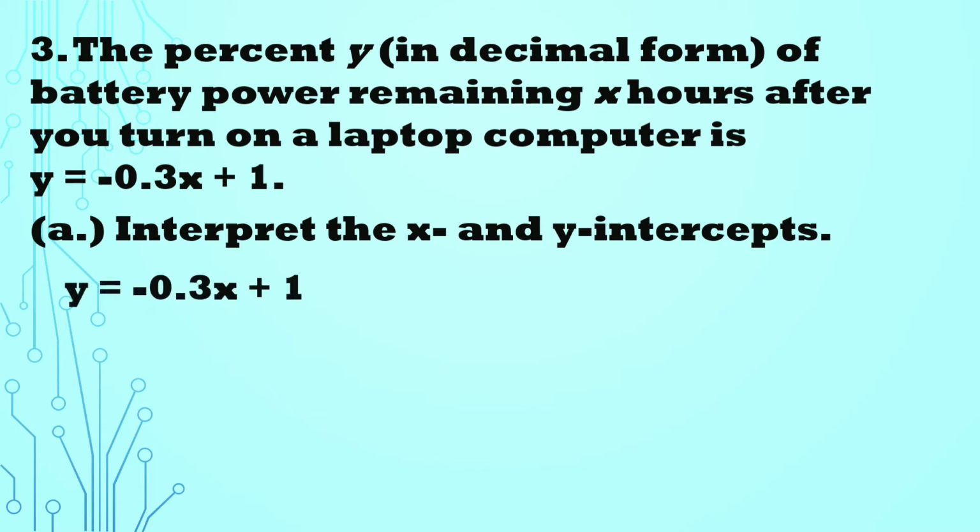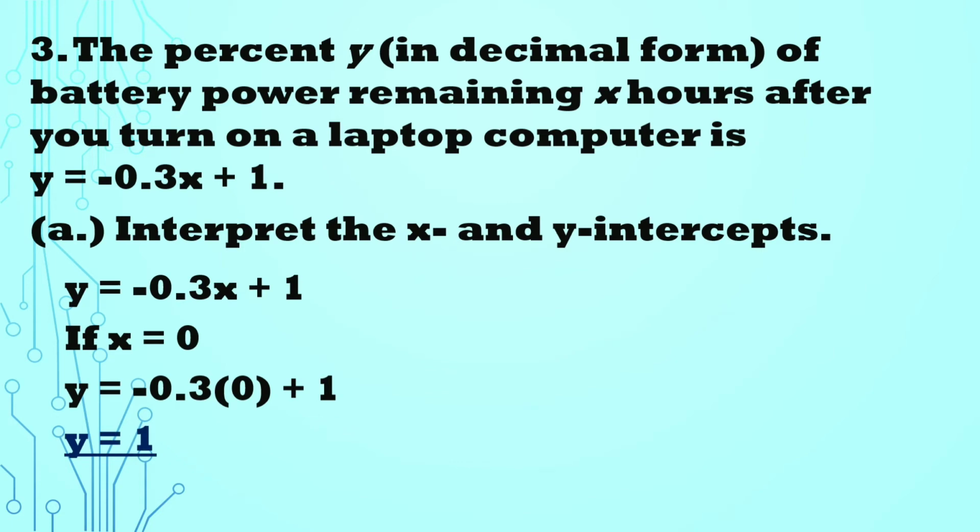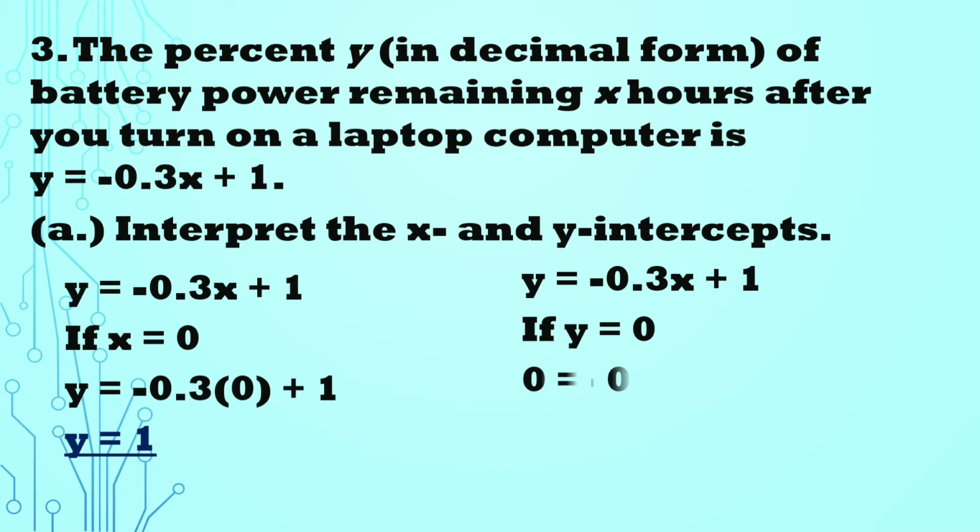So, ang ating equation ay y equals negative 0.3x plus 1. So, we let x as 0. So, therefore, y equals negative 0.3 times 0 plus 1 is equals to y equals 1. So, ang ating y-intercept ay 1. Then, y equals negative 0.3x plus 1. So, if y equals 0, so we have 0 equals negative 0.3x plus 1.